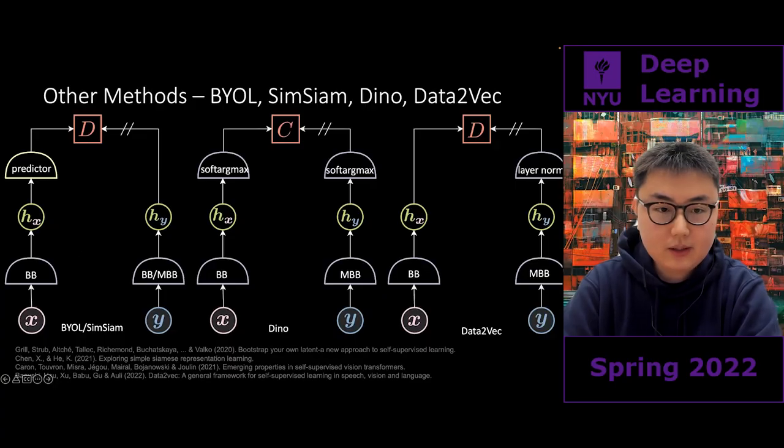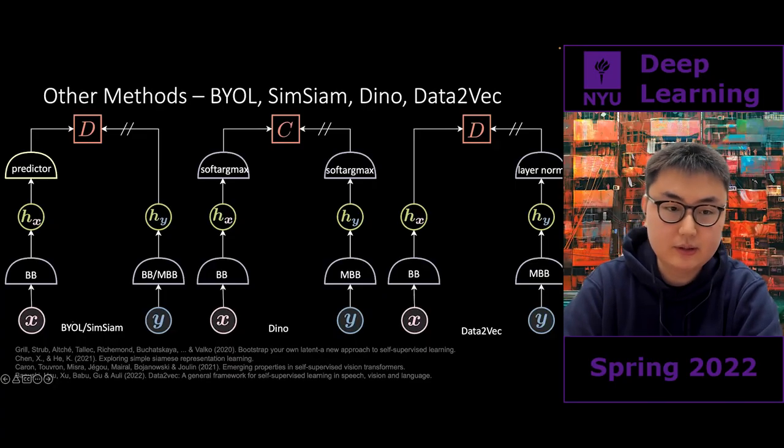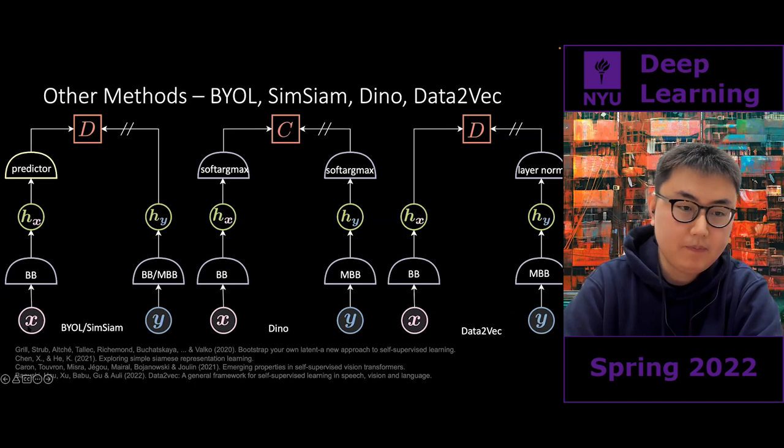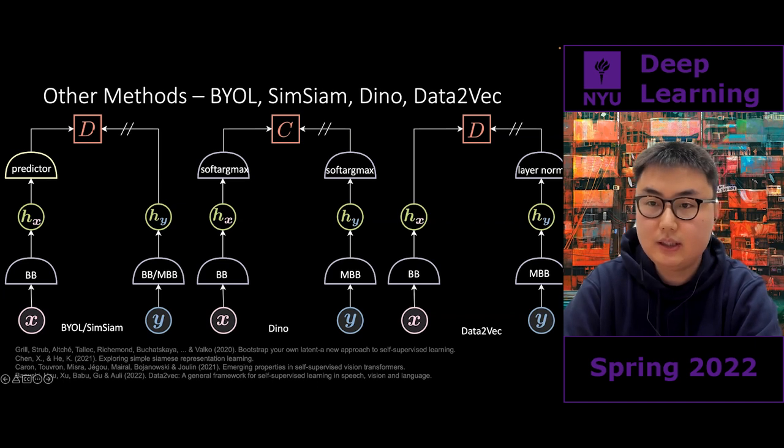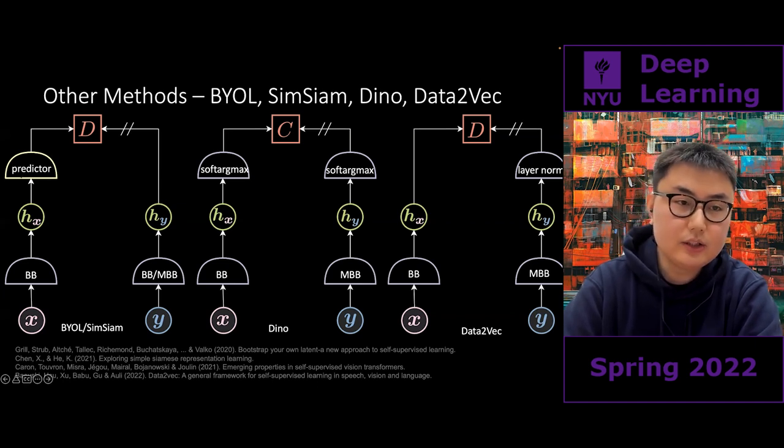So the early example is actually BYOL. Let me explain it first. You get the input X and the input Y, the same as the old one. You get two distorted versions, and you get two representations. But instead of just using the D, you change it to a predictor. In the original paper, they call it the predictor because they try to use HX to predict HY.